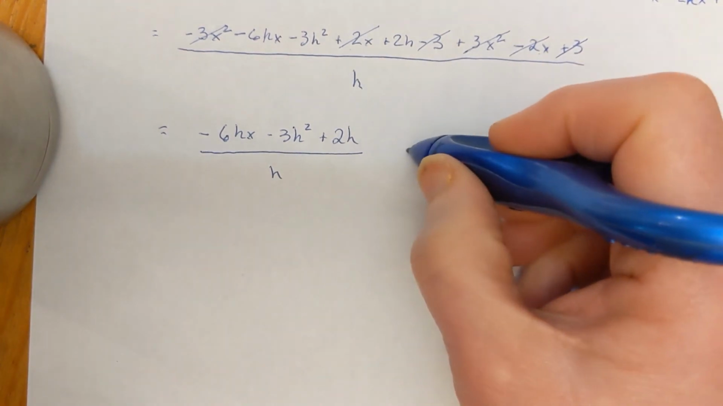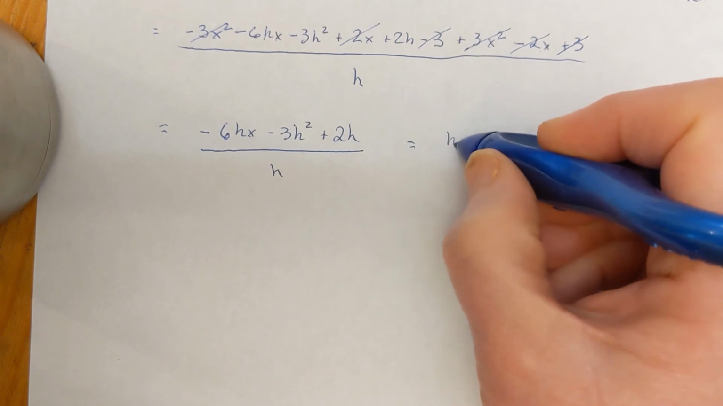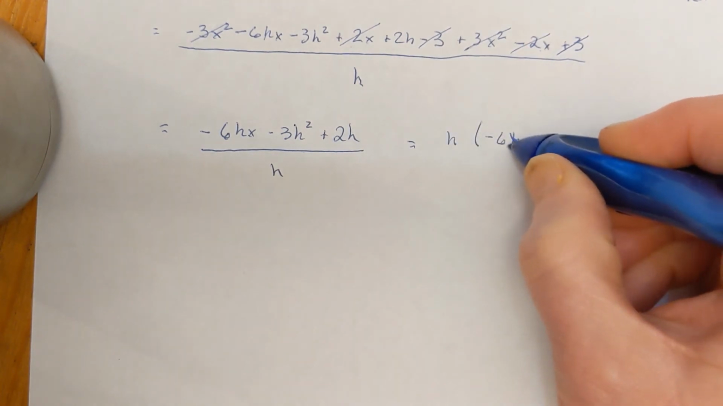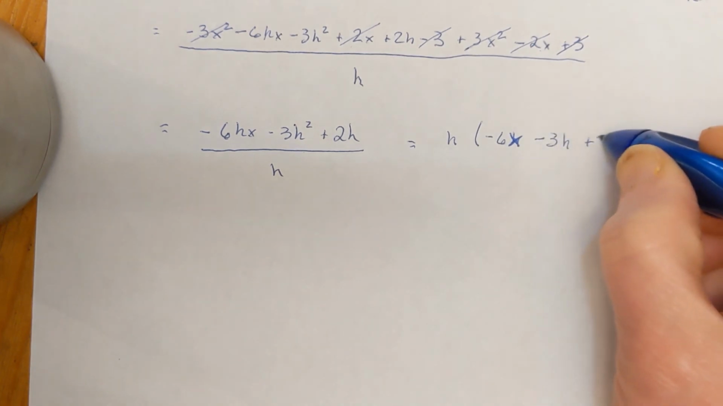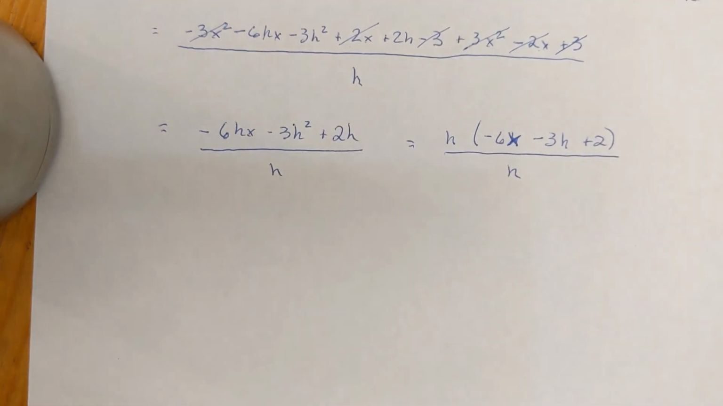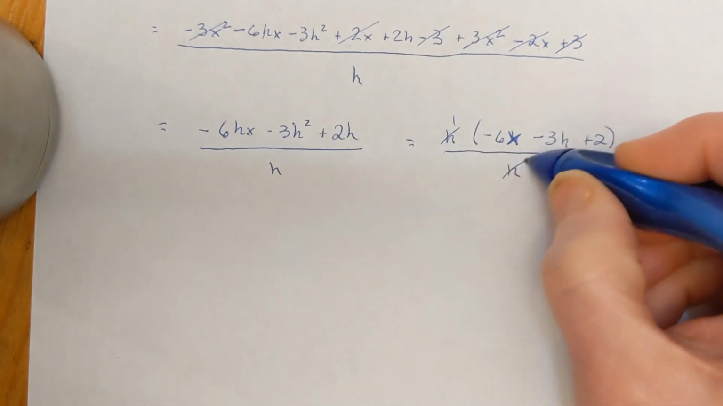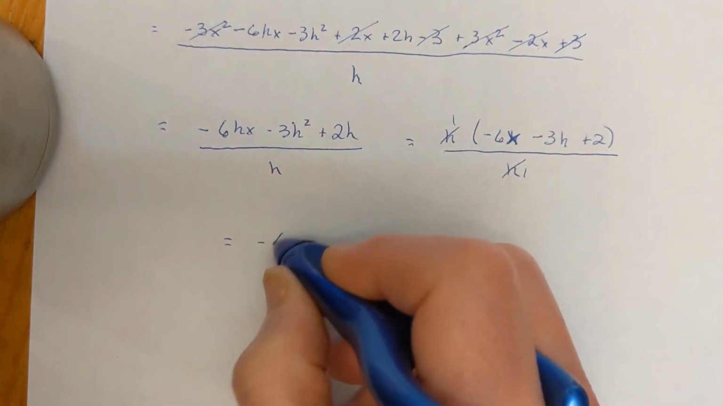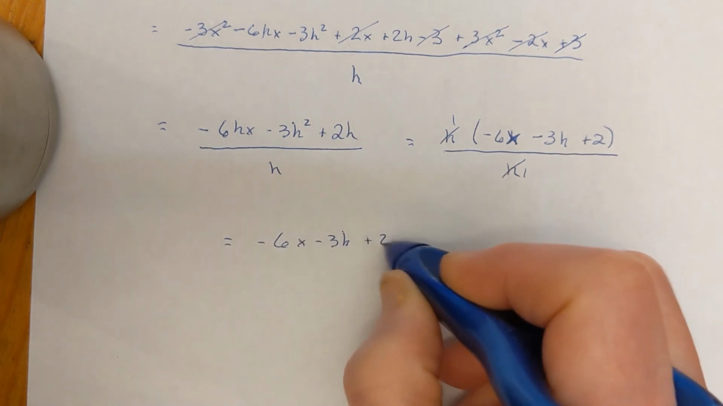I'm going to simplify this by factoring out an h from the numerator. h times negative 6x minus 3h plus 2, all divided by h. My h's can now divide out, and I'm left with negative 6x minus 3h plus 2.